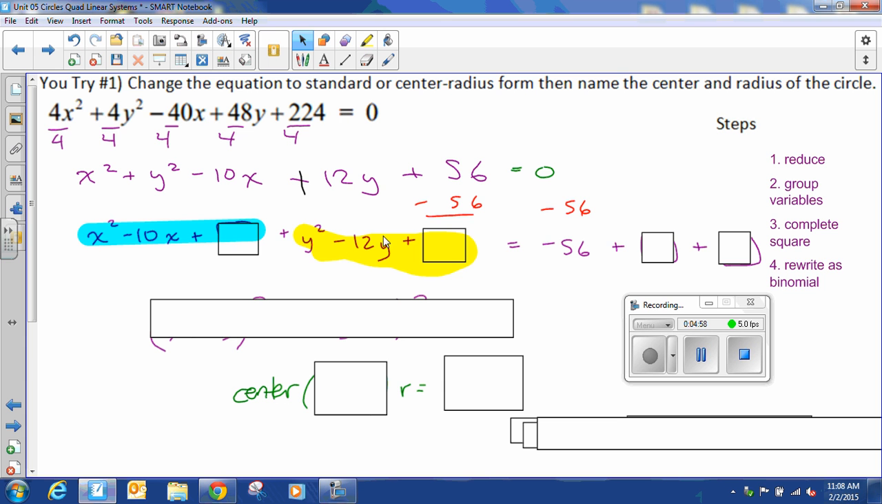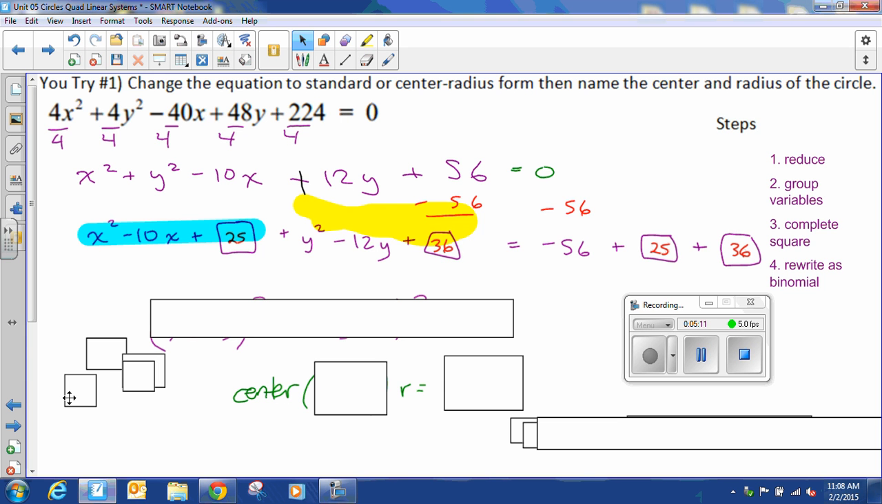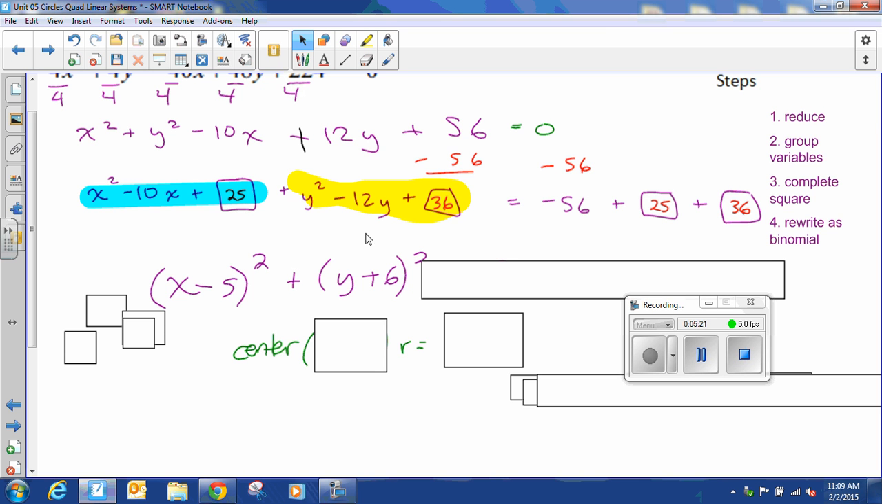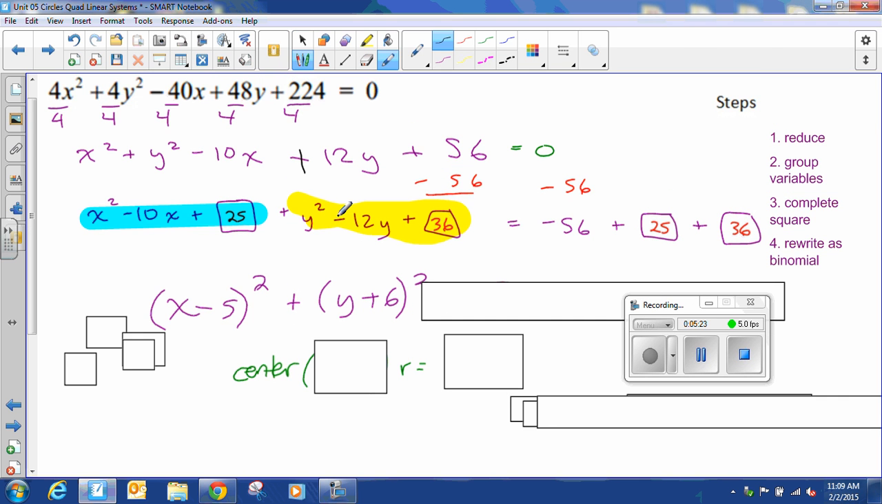Let's determine what goes in the boxes, and we do this by the formula b over 2 squared. So 25 goes here, which means 25 goes here, and 36 goes here, which means 36 goes here. So now we can rewrite these trinomials as a perfect square binomial, x minus 5 squared plus y plus 6 squared. Sorry, I made that mistake, there we go, forgot the plus sign.